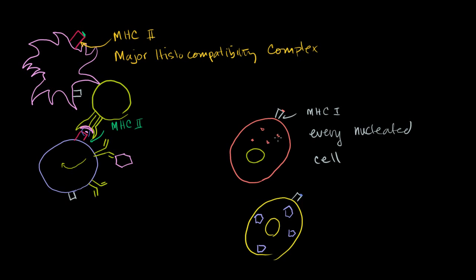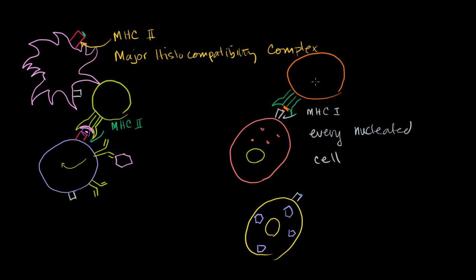With MHC1, instead of attracting a helper T cell, it will attract a cytotoxic T cell. So let me draw a cytotoxic T cell right here. So like helper T cells, the T cell receptor has a non-variable portion. But it also has a variable portion that is specific to this combination of antigen and MHC1.